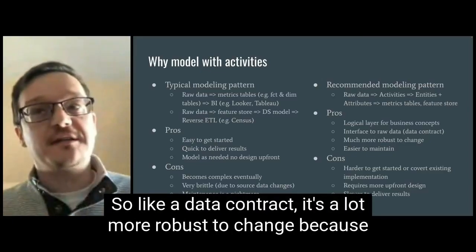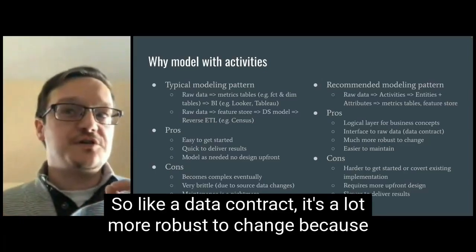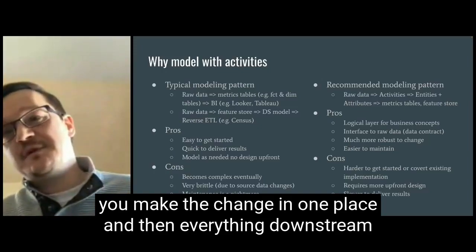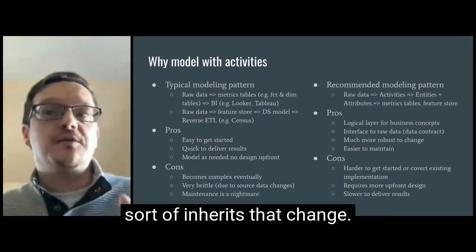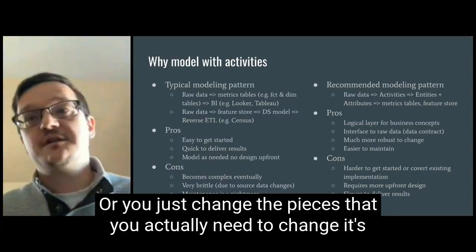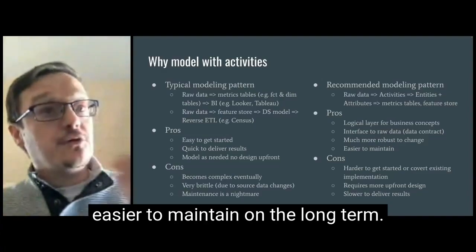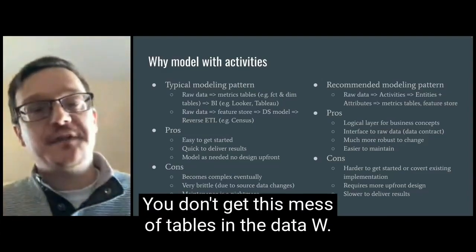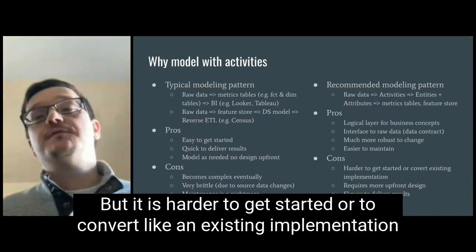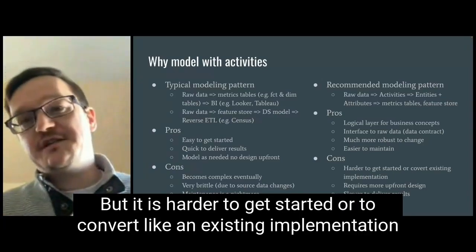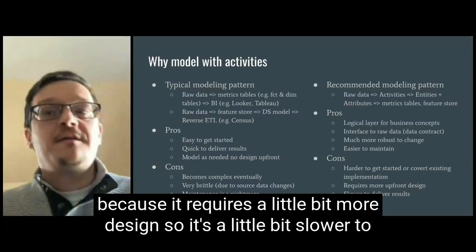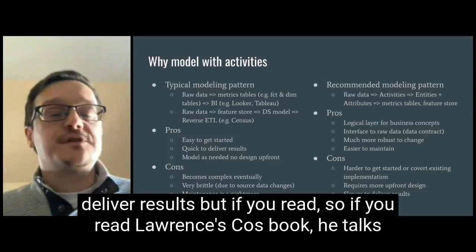So a data contract is a lot more robust to change because you make the change in one place, and then everything downstream inherits that change, or you just change the pieces that you actually need to change. It's easier to maintain in the long term. You don't get this mess of tables in the data warehouse, but it is harder to get started or to convert an existing implementation, because it requires a little bit more design. So it's a little bit slower to deliver results.